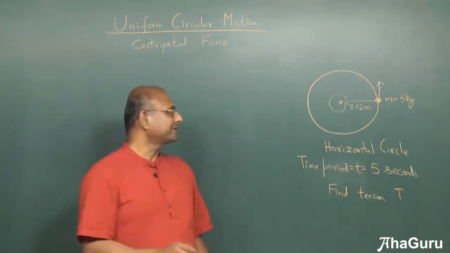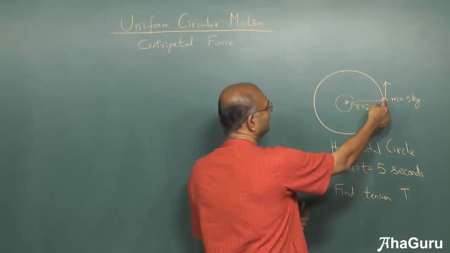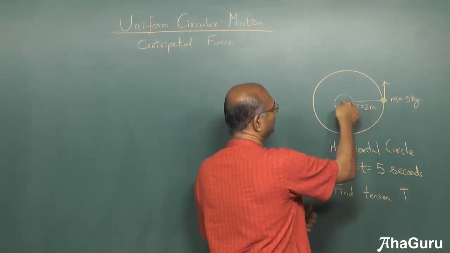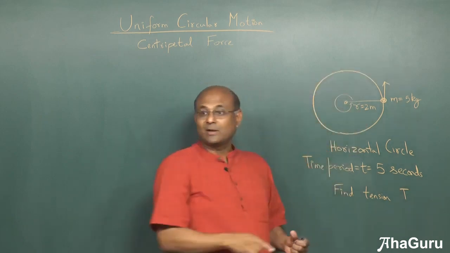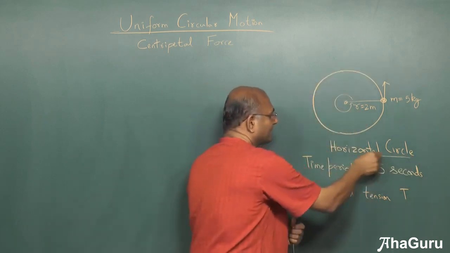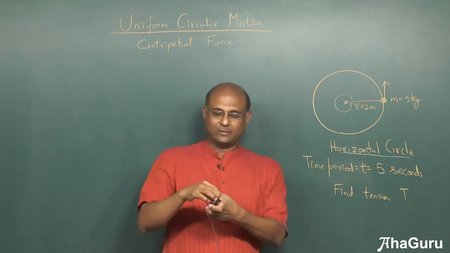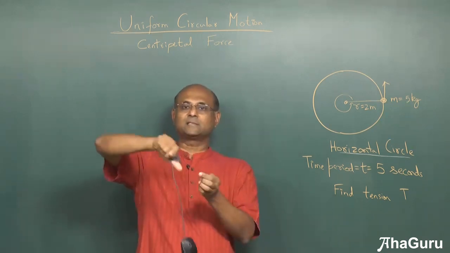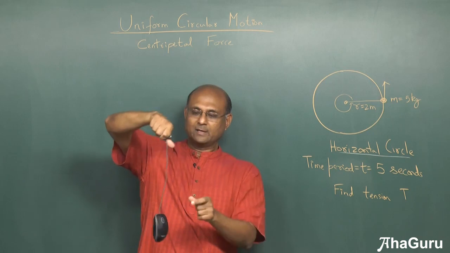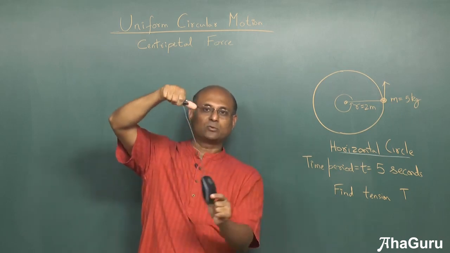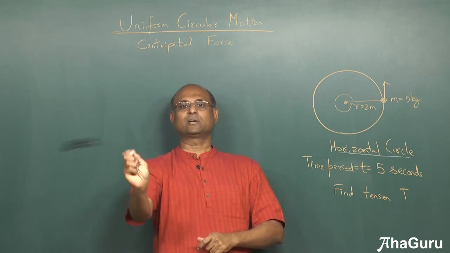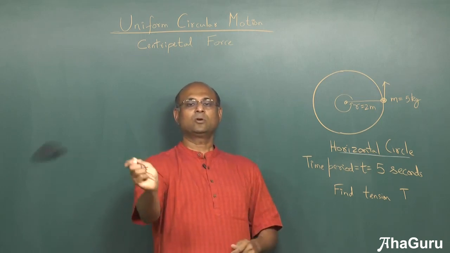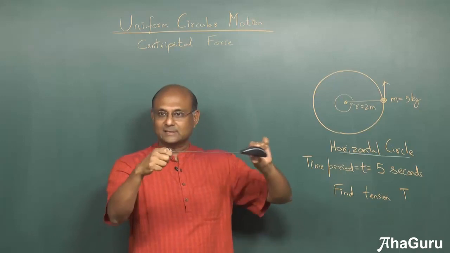So now let us look at this question. There is an object that is connected by a rope to the central point, and this object is going around in a circular path. It's a horizontal circle. Now imagine that I am showing you the situation with this mouse. This rope is connected to this mouse, and I am going to make it go around like this. Assume that this was a horizontal circle. So now this object is going in a circle.